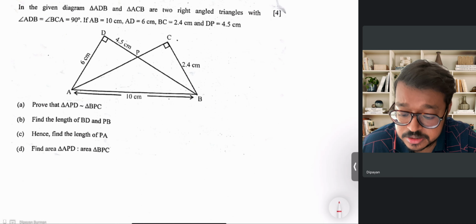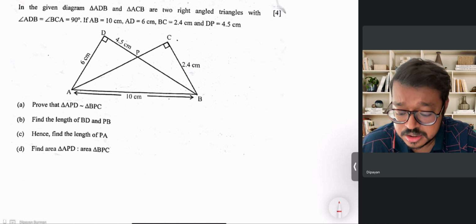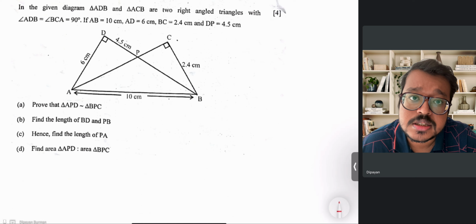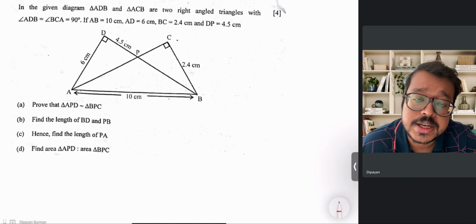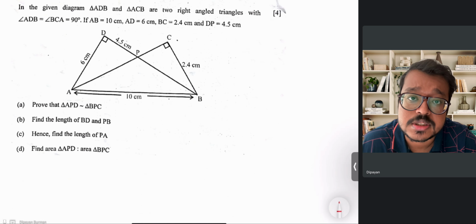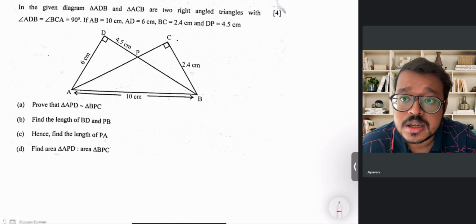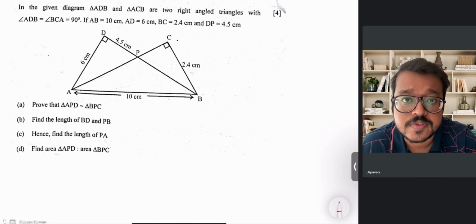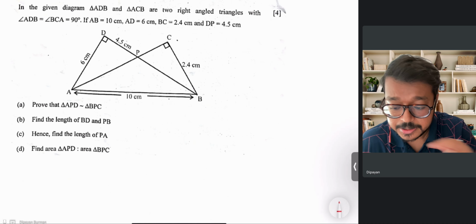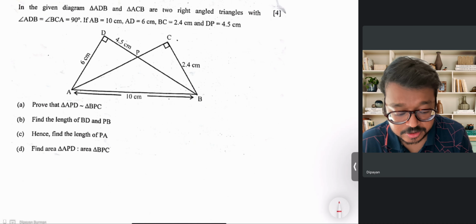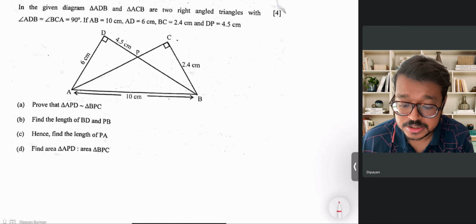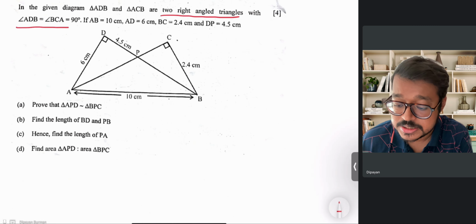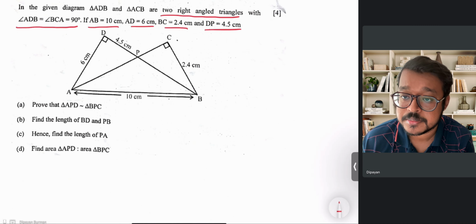Because of that reason, some of the answers might vary, like you might get different answers for the same question. So the board will accept all the variations and give marks accordingly. Question is that in the given diagram, triangle ADB and ACB are two right angle triangles where these two angles are 90 degree. Then a lot of side lengths are given.